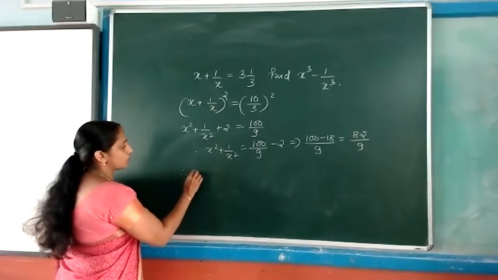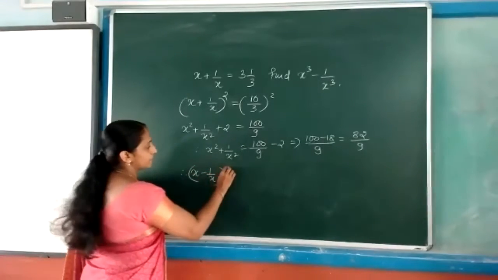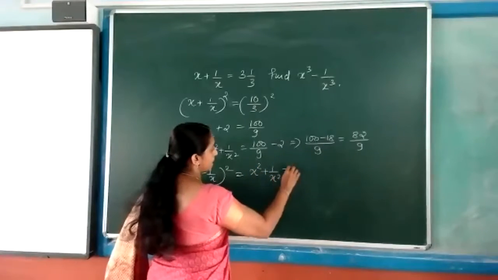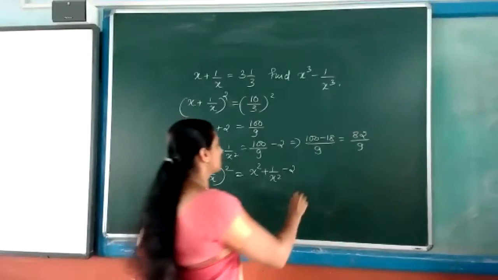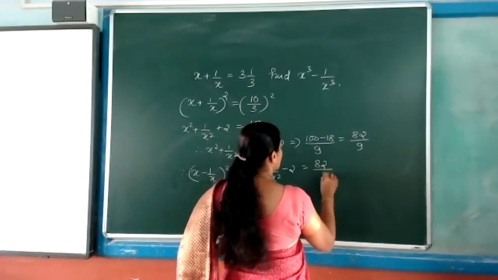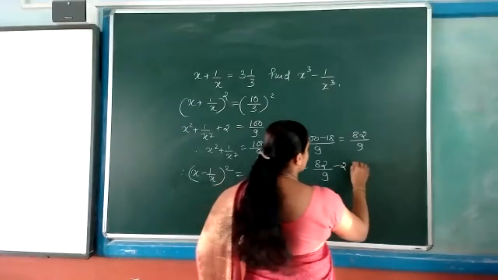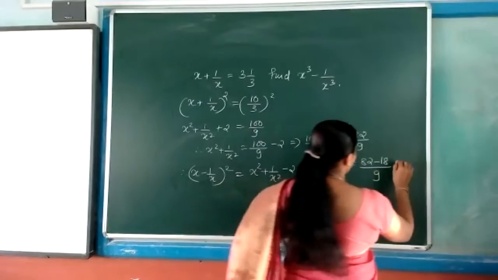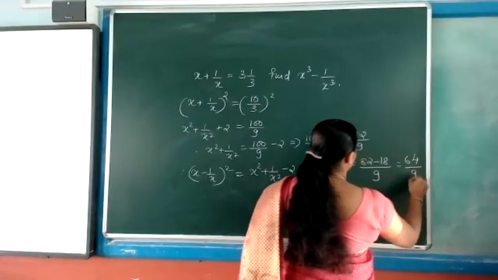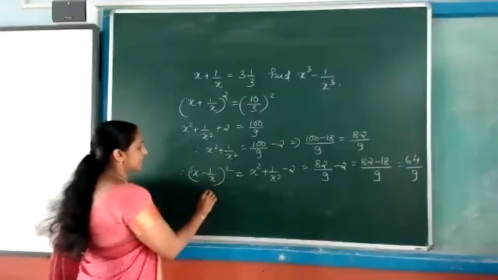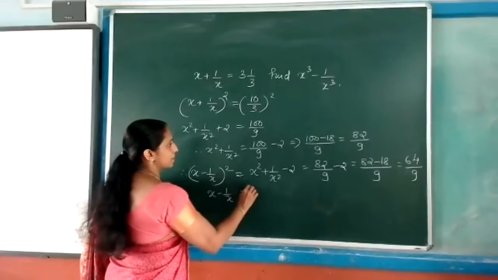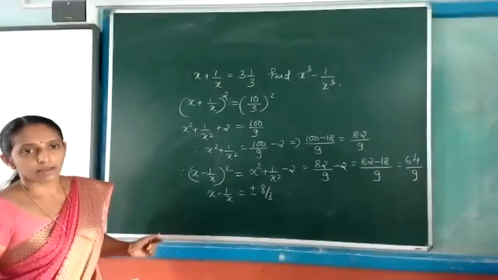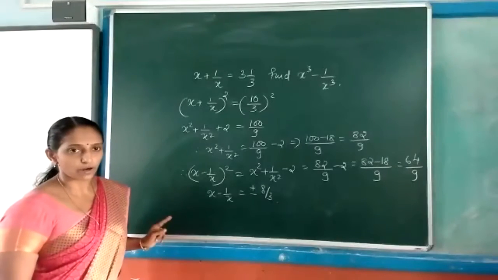Then you have to calculate x minus 1 by x whole square, which is equal to x square plus 1 by x square minus 2. That is 82 by 9 minus 2. So you are getting 82 minus 18 upon 9. What is that? 64 by 9. So you will be getting x minus 1 by x as plus minus 8 upon 3.